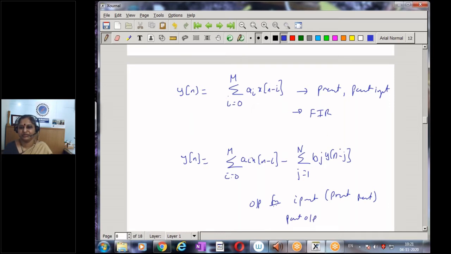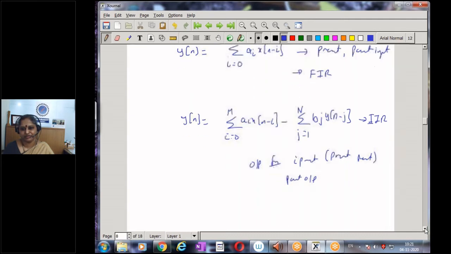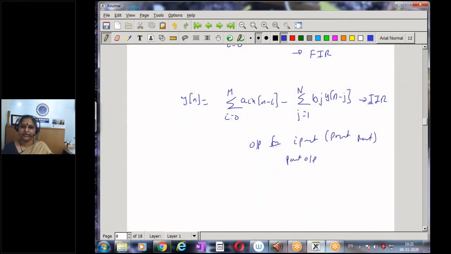So past outputs, these terms, then my system is going to become an IIR system, an infinite duration impulse response, because there's a feedback. And as we have seen in the recent example, by simply substituting different values of n, because the output, or past outputs, are also contributing to the present output, the impulse response becomes of infinite duration.